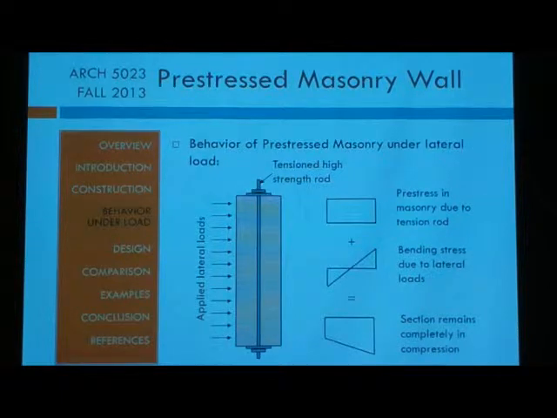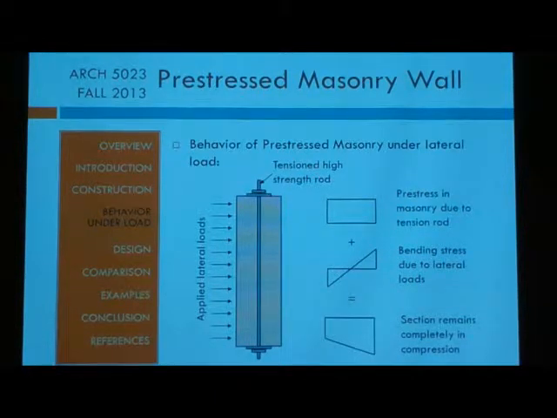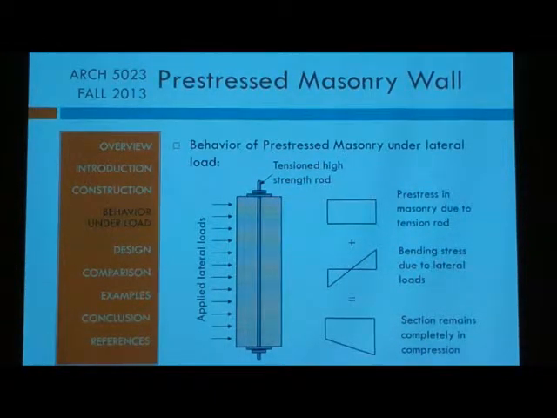Now, whenever we apply a load to a wall with post-tensioning or this type of pre-stress rods, you have in the masonry the stresses due to the tensioning of the struts, or in this case a rod, and you have the bending stresses due to the lateral loads. In this case, it could be wind, it could be seismic. As a result, in your design, you try to make sure it's always in compression after you are loading the structure.